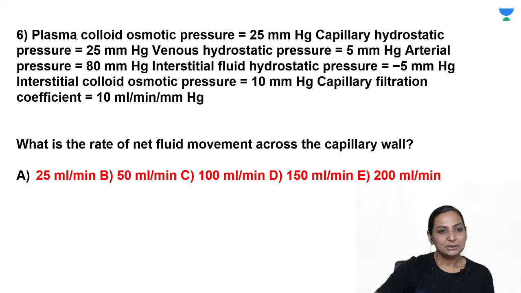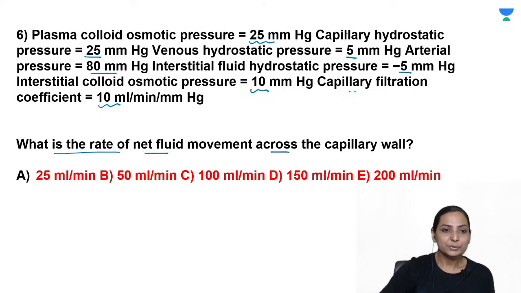Now, the plasma colloid osmotic pressure is 25 mmHg. Hydrostatic pressure of the capillaries is 25. The venous hydrostatic pressure is 5. Arterial pressure is 80. Interstitial fluid hydrostatic pressure is -5 and the interstitial colloid osmotic pressure is 10. The capillary filtration coefficient is 10 ml per minute per mmHg. What is the net rate of fluid movement across the capillary wall?